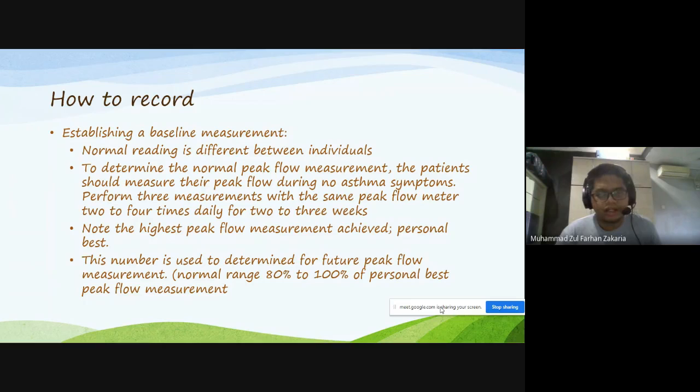So we must determine the normal peak flow measurement for the asthma patient, where the patient should measure the peak flow during no asthma symptoms or after they take the medication. After about 15 to 30 minutes, they must take the peak flow measurement. And just like the procedure, perform 3 measurements with the same peak flow meter 2 to 4 times daily for a 2 to 3 week interval.